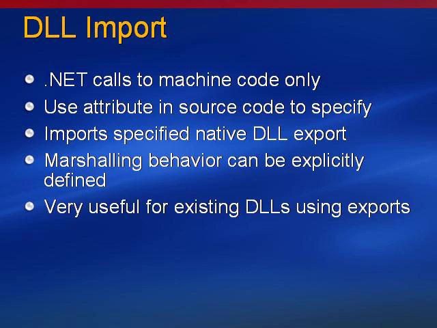The next main way to do managed native interop is to use DLL import. Now this only works in one direction, when you're trying to make .NET calls into machine code. And the way you do it is by specifying an attribute on the method declaration that you want to import. And then that'll import whatever DLL you've specified in the attribute, pull out the function, and it'll do marshalling according to how you've actually done your declaration. This is very useful if you've got existing code which is exposing your APIs through DLL exports. And I'll show you an example of how this works.